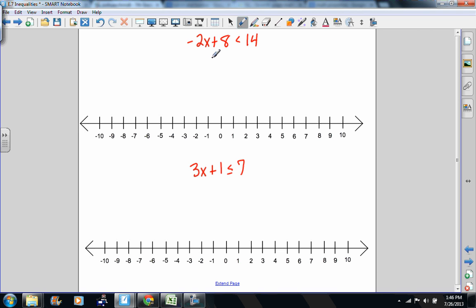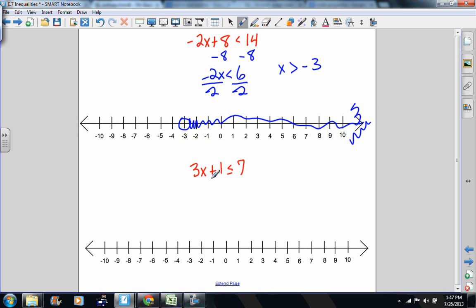So for the first one here, subtract 8. So we get negative 2x is less than 6. Now here's where I divide by a negative, so I have to flip the sign. X is greater than negative 3. Open circle, and I'll shade to the right.